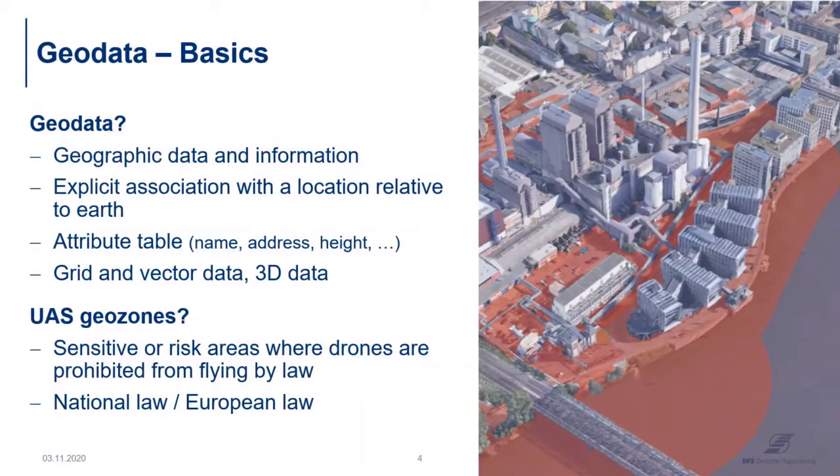And as a second definition, what are UAS geozones? UAS geozones are sensitive or risk areas where drones are prohibited from flying by law, and this can be national law or European law.